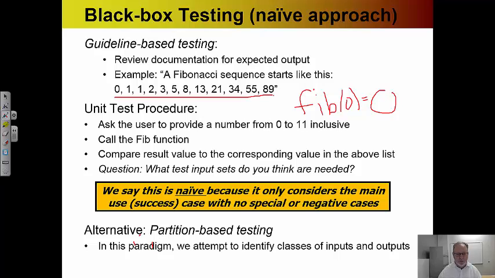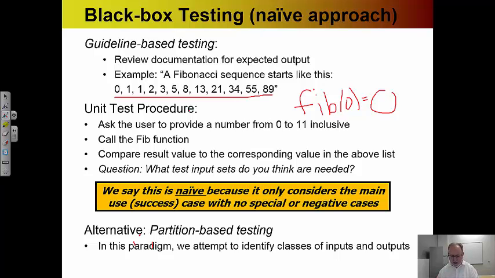Well, this is a relatively small set, but a Fibonacci sequence, from a mathematical definition perspective, goes on forever, right? So how many of these things do I have to try? This simple procedure we call naive, because you only consider the success case, the main happy day case and the use case. You don't have special cases in here. You don't have negative cases. What about negative numbers, and so forth?